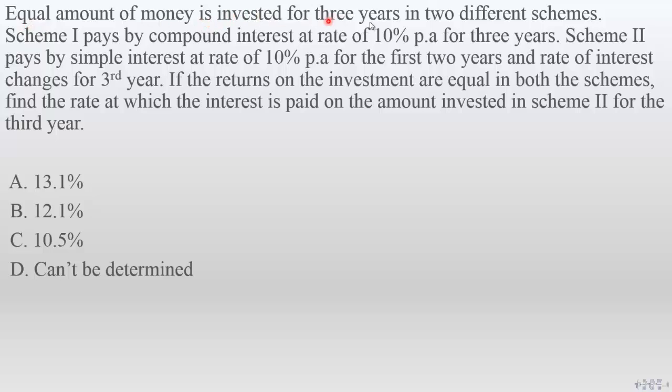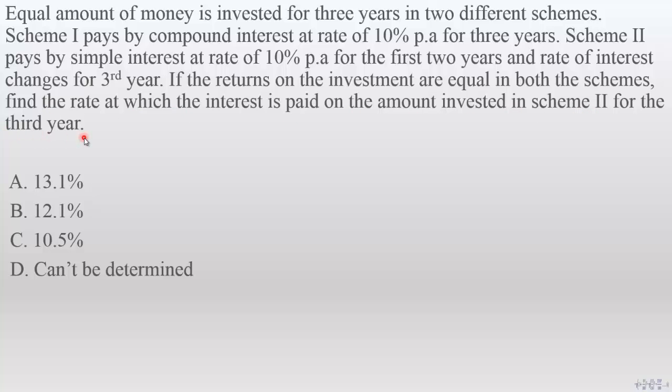Equal amount of money is invested for 3 years in two different schemes. Scheme 1 pays by compound interest at a rate of 10% per year for 3 years. Scheme 2 pays by simple interest at a rate of 10% per year for the first 2 years, and the rate of interest changes for the third year. If the returns on the investment are equal in both the schemes, find the rate at which the interest is paid on the amount invested in scheme 2 for the third year.